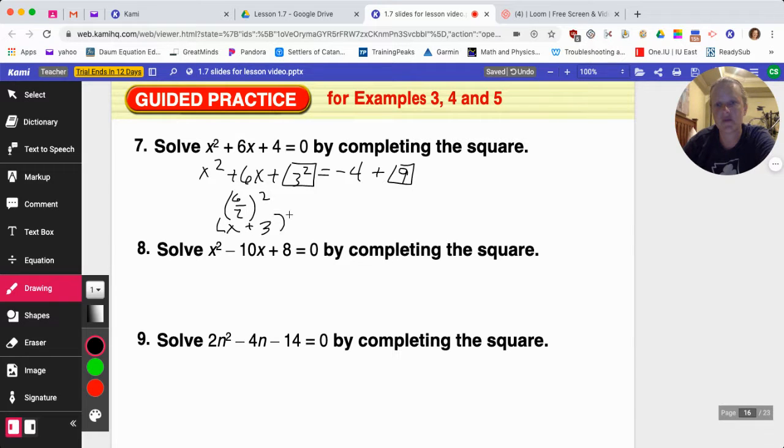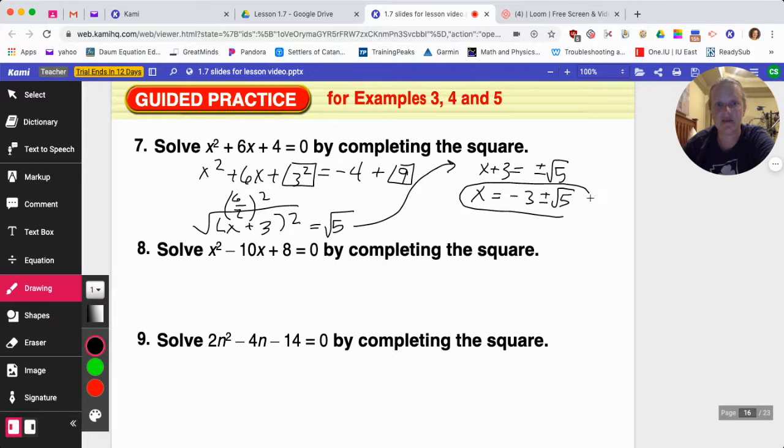X plus 3 quantity squared equals 5. Square root of both sides. I'm going to move up here. I get x plus 3 equals plus or minus root 5. Subtract 3 from both sides. And for that one, I'm done. Okay? I'm going to give you the answer to number 8 as soon as I find it. This one's going to be 5 plus or minus root 17.